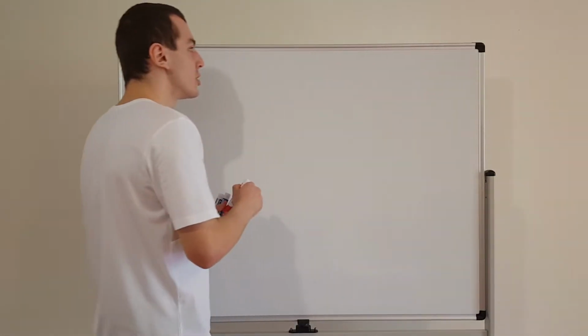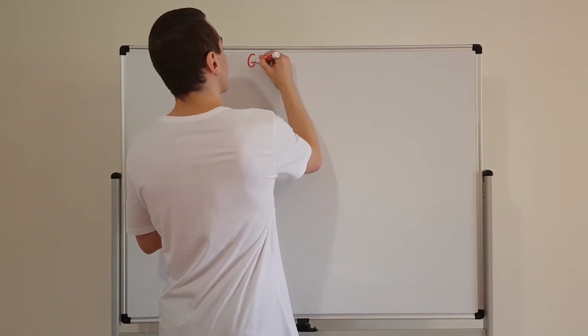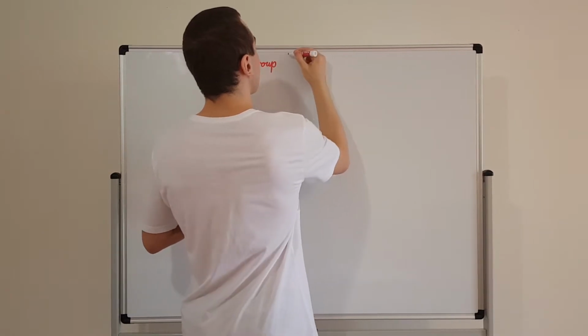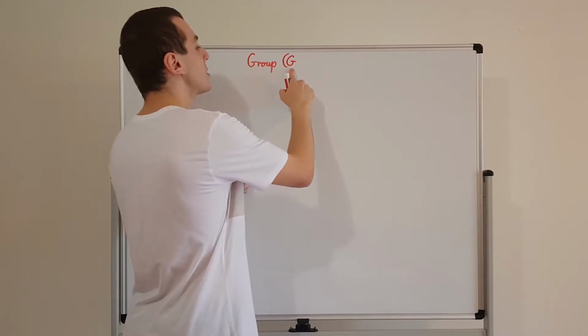Let's investigate the properties of groups, fields, and vector spaces. First, let's begin with groups. I'm going to have to introduce a lot of mathematical notation in order to define a group. So first of all, a group needs to have a set of elements. And I'm going to denote that set by capital G.